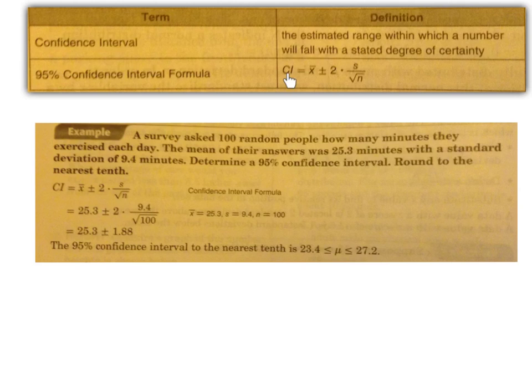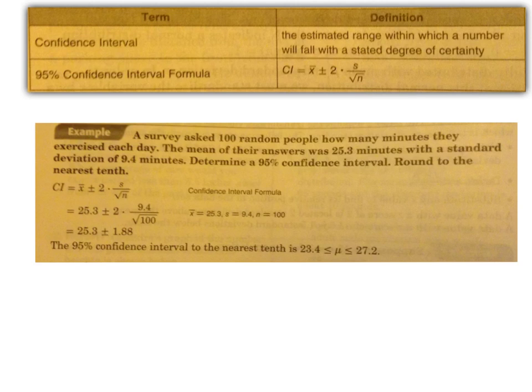And it's calculated by, its confidence interval is the X bar, and of course that's the mean for a sample, plus or minus 2 times S, and S is the standard deviation of a sample, divided by the square root of N, and N is the number of people that we surveyed.